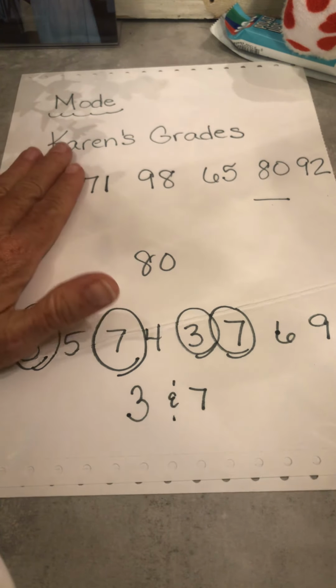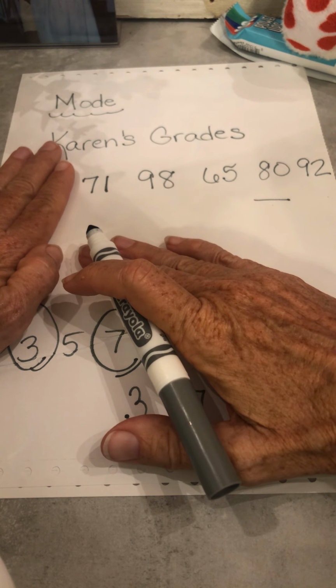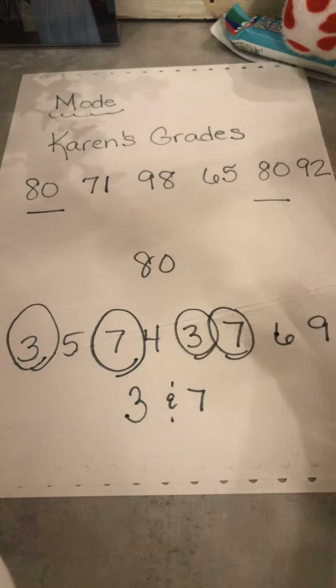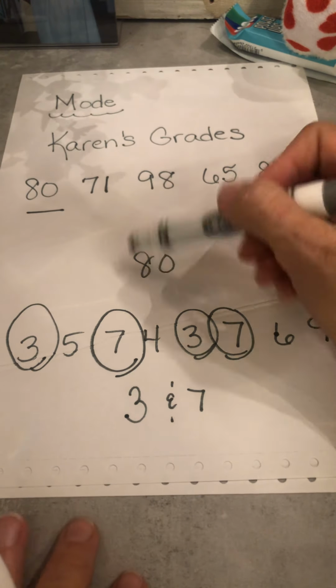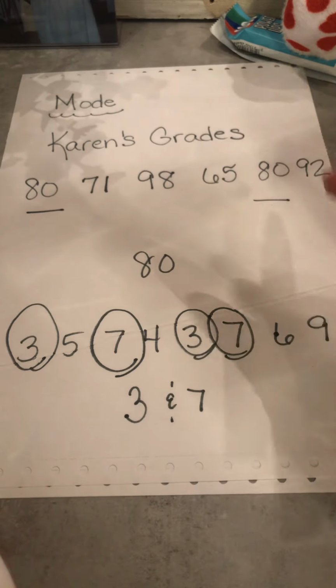Let's say this 80 didn't exist, and let's go back up to this. What would my mode be? There would not be a mode. There are no repeating numbers. So remember, with mode, the answer could be none. It could be one number like we had here, 80. It could be more than one, 3 and 7.